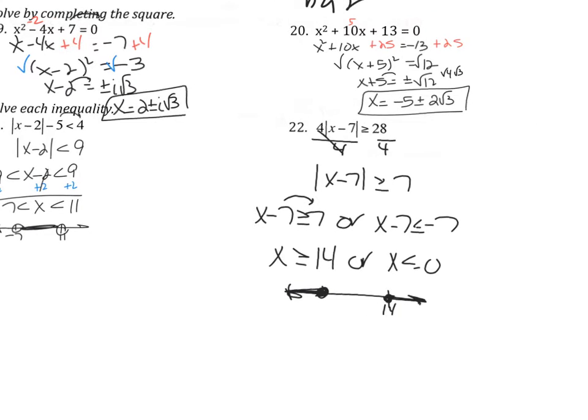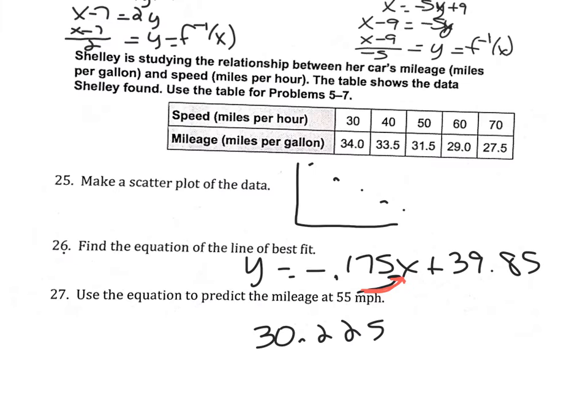And 22. 22, divide by 4 first. Write that step. Because it's greater than, it's or. So I'm going to write x minus 7 is greater than 7 or less than negative 7. Move the 7 over here, 14. Move it over there, 0. Draw your number line, remember, or goes opposite directions all the way to the arrow.